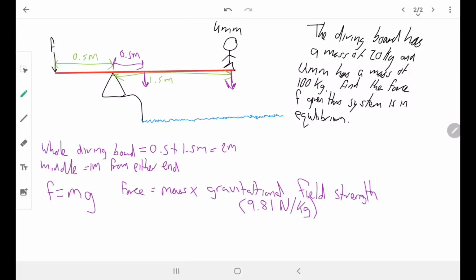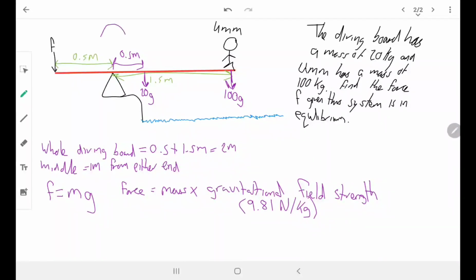So the diving board is going to have a force acting downwards of, we're going to write just 20g, 20 times 9.81. And he is going to have 100g, 100 times 9.81. Now, when you've got moments, it's always good to have a positive and a negative.